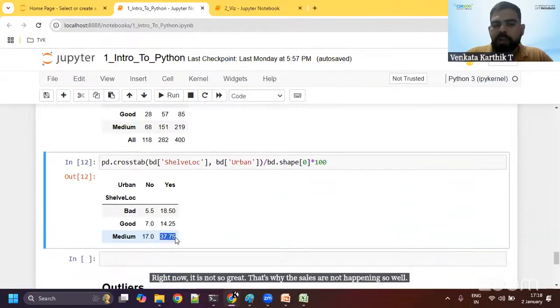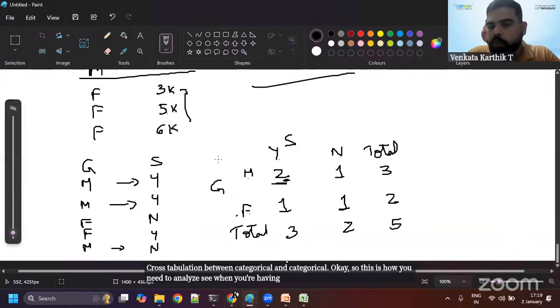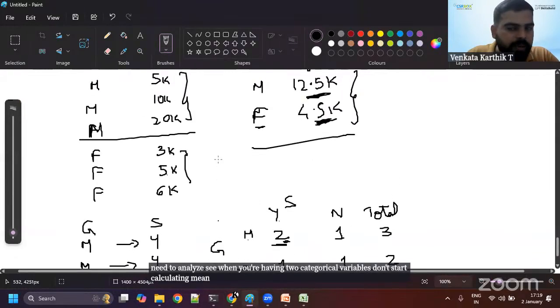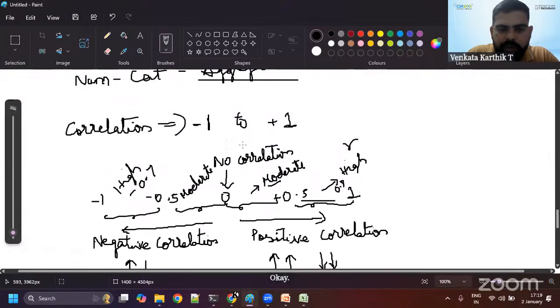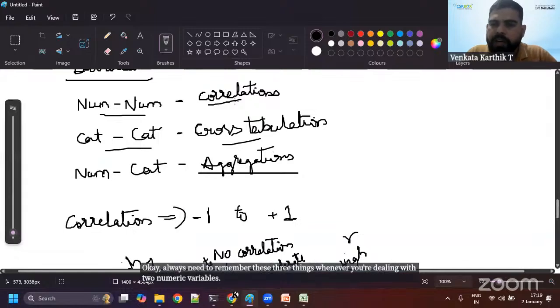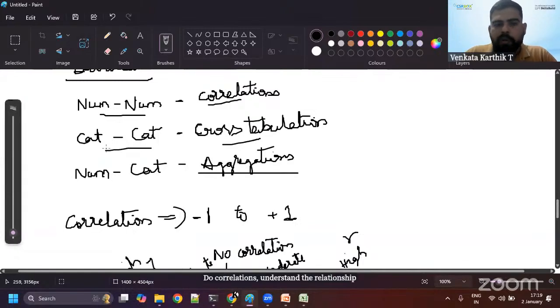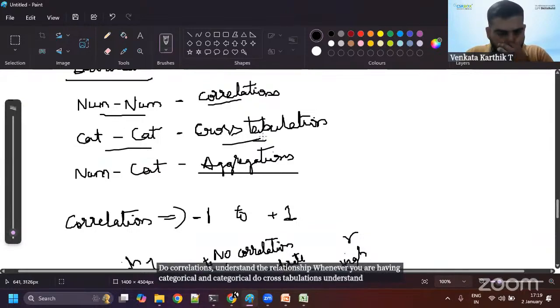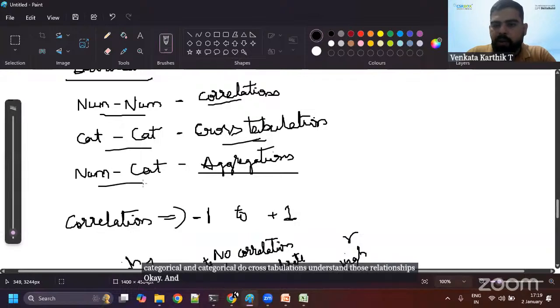Okay. So this is your interpretation for the cross tabulation between categorical and categorical. This is how you need to analyze. When you have two categorical variables, don't start calculating mean, median and all. It doesn't make sense. Always remember these three things. Whenever you're dealing with two numeric variables, do correlations. Understand the relationship. Whenever you have categorical and categorical, do cross tabulations. Understand those relationships. And whenever you have numeric and categorical, you can do aggregations to see the relationship.